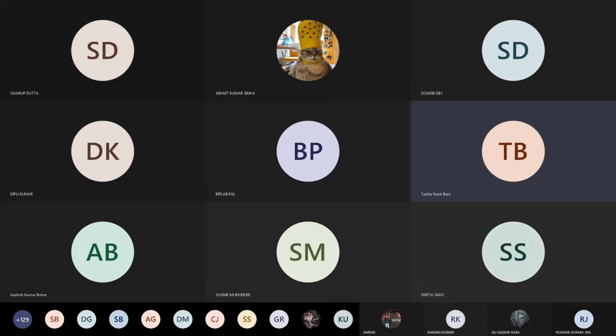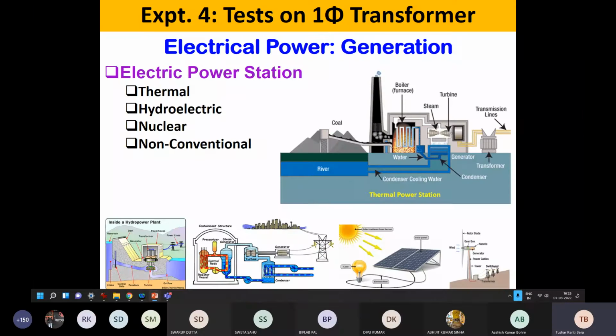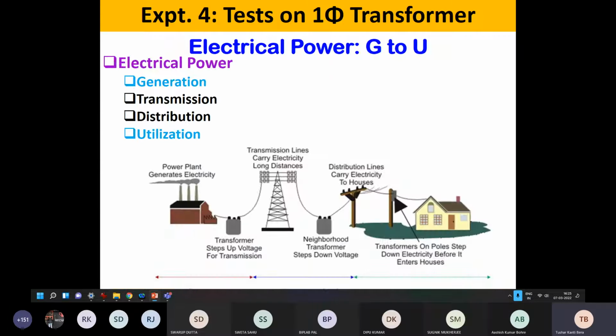For the requirement of the electricity to operate the electrical devices, we need to generate electricity, and the generation is generally done in the power station or power plant, which are generally located far away from the locality or the utilization point. So that's why we need to carry or transmit the electricity from the generation point to the utilization point. So a lot of distance is to be traveled by this electricity.